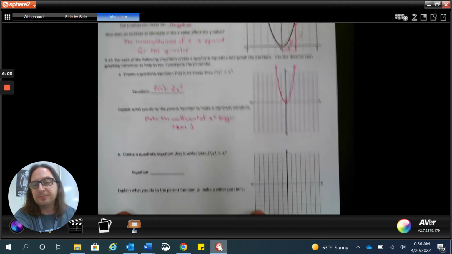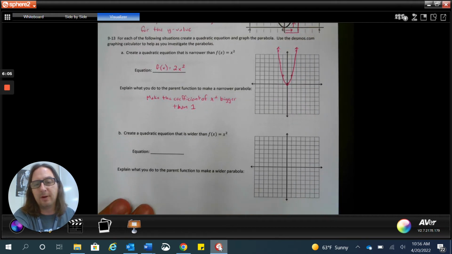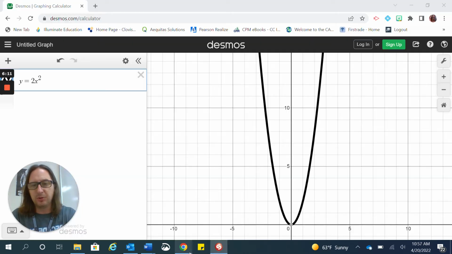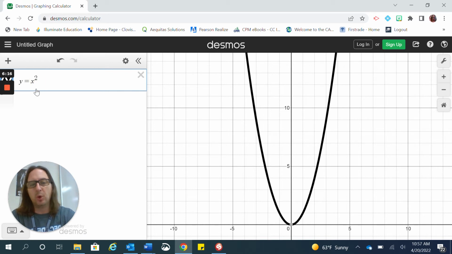All right, next one. Create a quadratic function that is wider. Okay, so we want to spread it apart for this one. So let's go back to our parent function here. So here's where we changed it. So we were putting in 2, 3, 4, and it got narrower and narrower. So we need to go smaller.